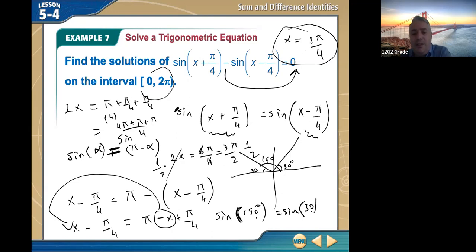Is this between 0 and 2 pi? Yes, it is. So the answer is this one, which is 45 times 3, which is 135. The answer of the question is 135 degrees or 3 pi over 4.